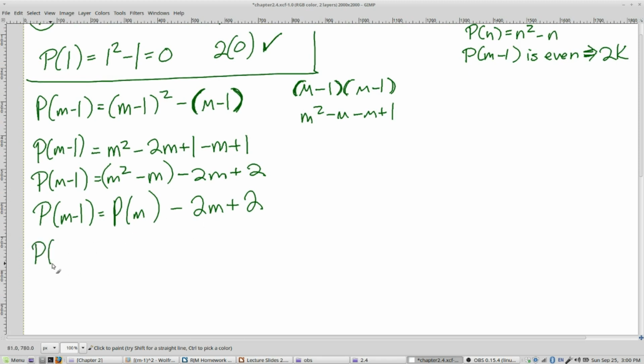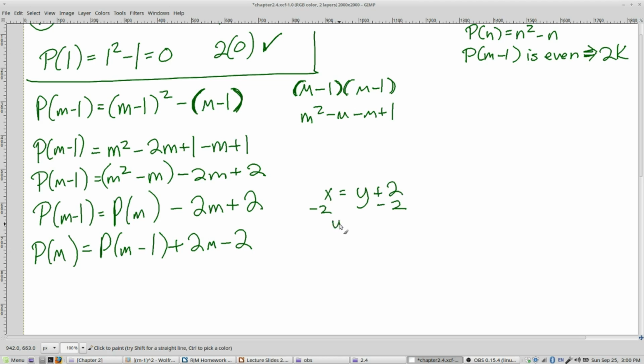And then here's where we're solving for p of m. So p of m is equal to p of m minus 1, and then this part gets moved to the opposite side, so that ends up being plus 2m minus 2. So again, if you don't remember the algebra super well, let's say we had x equals y plus 2, and if we wanted to solve for y, we have to subtract 2 from both sides, and then we'd have y is equal to x minus 2. So it's just that kind of really basic algebra. We're just rewriting it in terms of p of m.